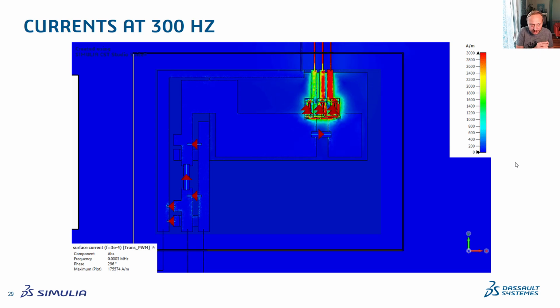So what we see right now is the current at 300 Hertz. If you remember, the 300 Hertz is the sinusoidal current going from the inverter to the motor. So basically the frequency of 300 Hertz is created by the switching of the inverter, and that's exactly what we see here. The DC supply comes in here at the bottom left, goes through the filter. Here's the DC link capacitor, and here's the inverter, and it's the inverter that creates the 300 Hertz, and that's exactly what you can see here.